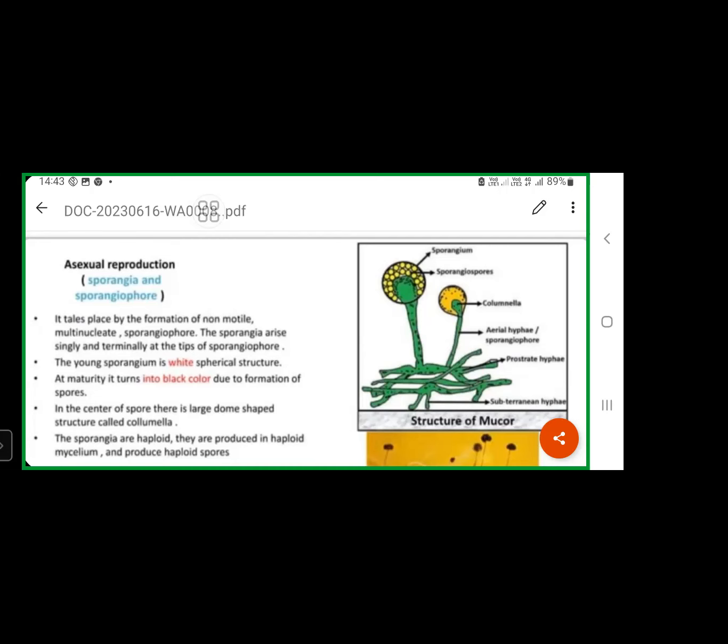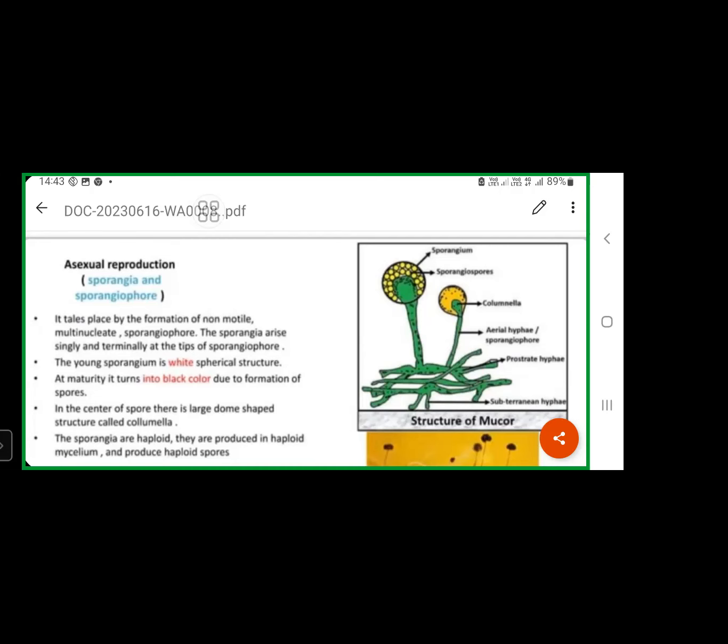As a result, one special structure is formed between the peripheral region and the central region, separating these two regions. What is that special structure produced inside this sporangium which is separating these two regions? That is called a columella. One special structure which is developed here, that is called a columella. That columella is separating this peripheral region from the central region.